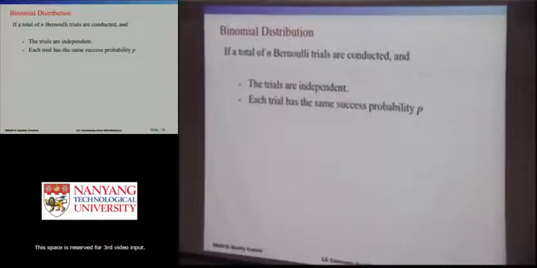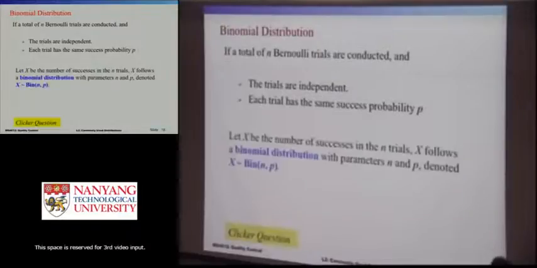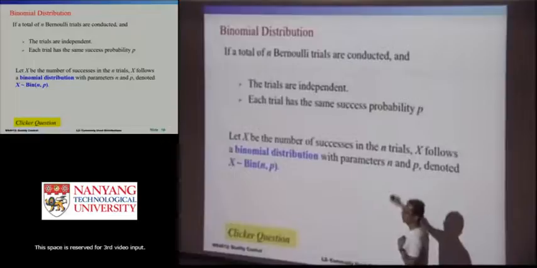To check that, the first thing is each trial must be a binary trial, so for each trial, only success or failure. The second thing is the trials are independent. All the trials are independent. And the third requirement is each trial has the same success probability. If all these conditions are satisfied, we can say x, the number of successes in n trials, will follow a binomial distribution with parameters n and p. n is the number of trials, p is the success probability.